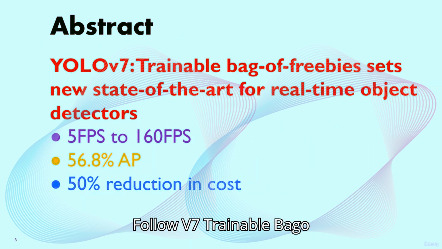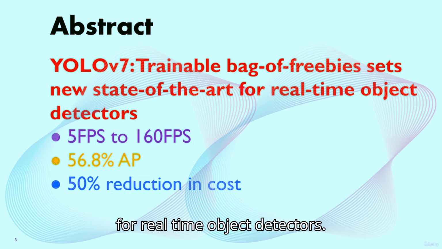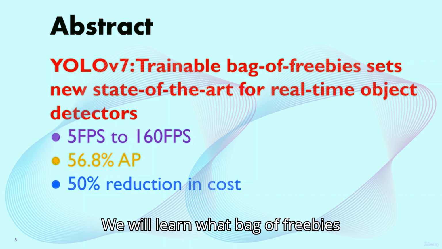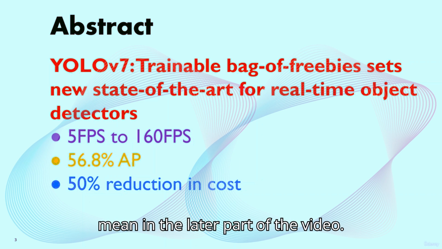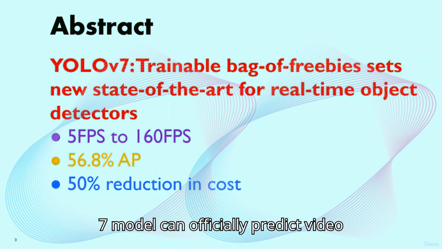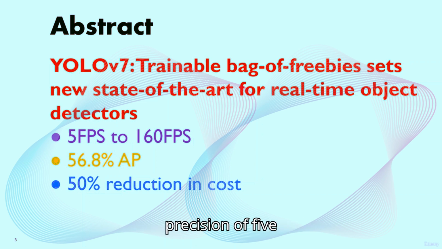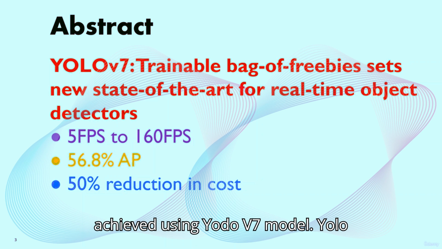YOLOv7 trainable bag of freebies sets a new state-of-the-art for real-time object detectors. We will learn what bag of freebies means in a later part of the video. The paper states that the YOLOv7 model can officially predict video inputs ranging from 5 fps to 160 fps, and an average precision of 56.8% has been achieved using the YOLOv7 model.